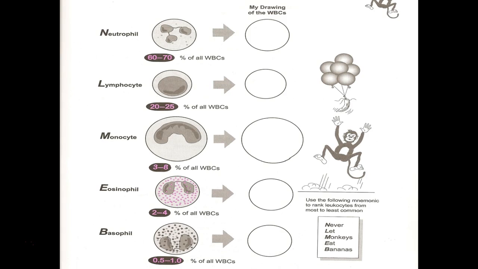So N for never stands for neutrophils, which we're going to talk about today. L for let stands for lymphocytes, which we're not going to talk about too much today. We'll talk about them more when we get to adaptive, because they're more important for our adaptive immune response. M for monkeys stands for monocytes, and we are going to talk about them today. E for eat stands for eosinophils, and B for bananas stands for basophils.